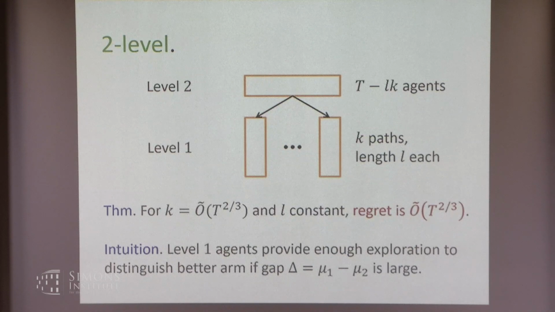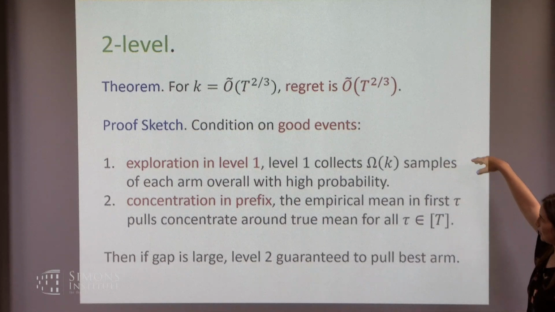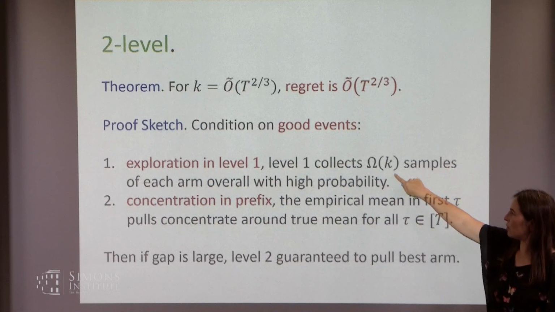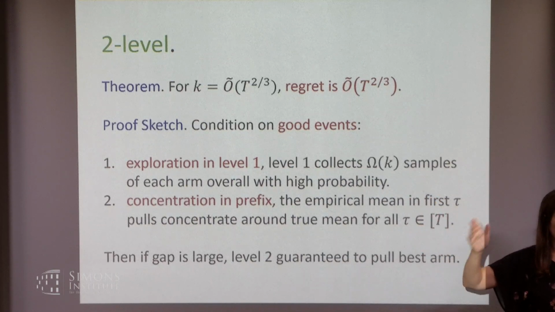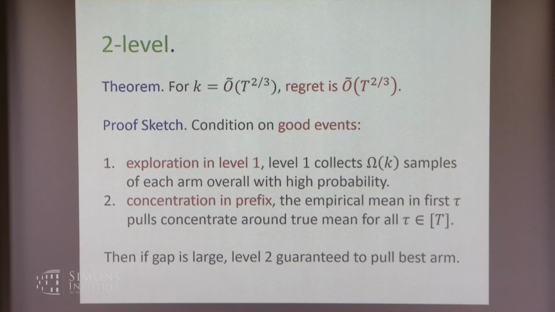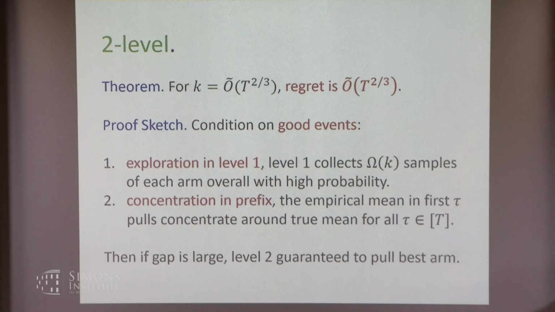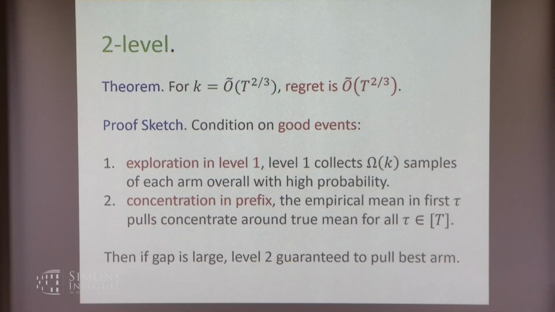And so it takes a little bit of calculation. It's a pretty standard calculation. I'm not going to go through it, but first we have to prove that in level 1, we get order k, omega of k samples of each arm with high probability, where k is the number of groups, of paths that I've constructed. And by concentration bounds, we can show that the empirical mean in the first tau pulls of any arm is concentrated around its true mean, and therefore, because the agents are picking stuff close to the empirical mean, each arm is going to get sampled. And then if the gap is large enough, the level 2 agents are going to pull the best arm, and you get t to the 2/3.